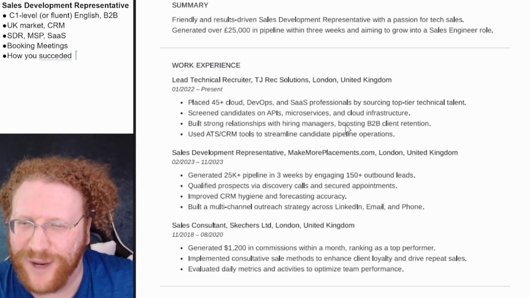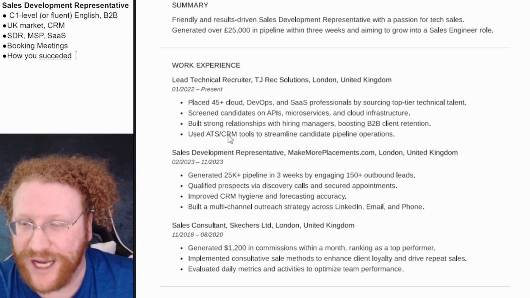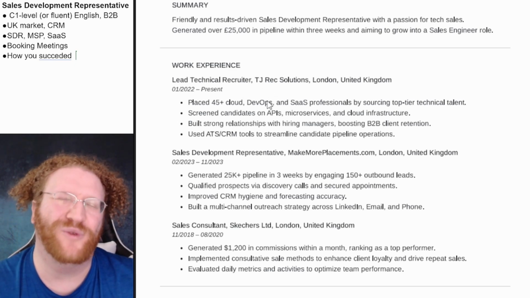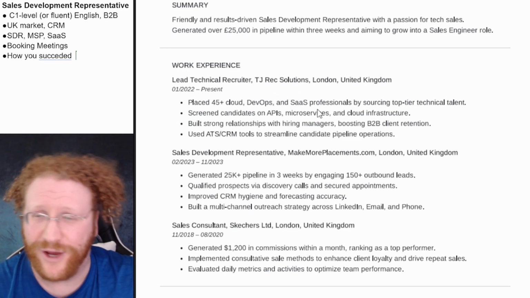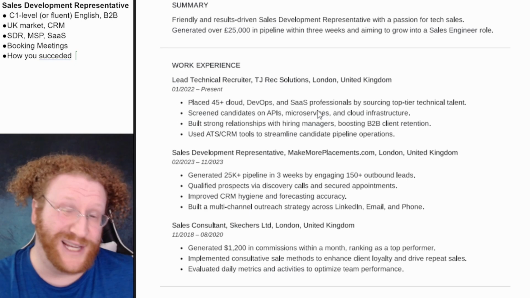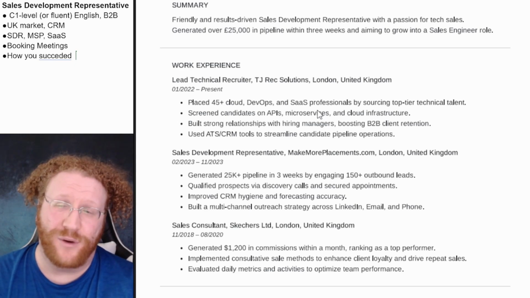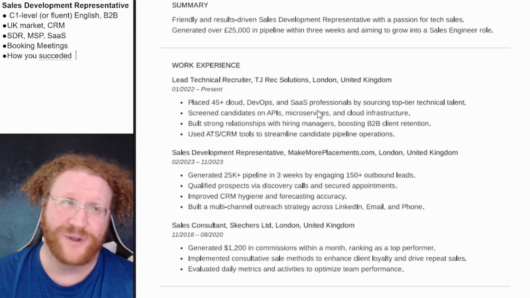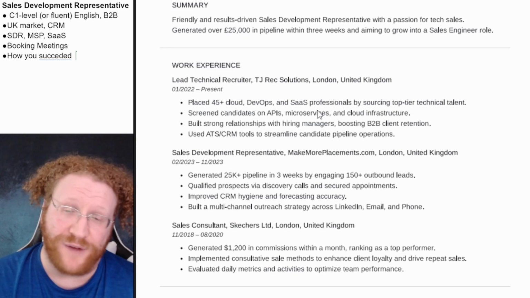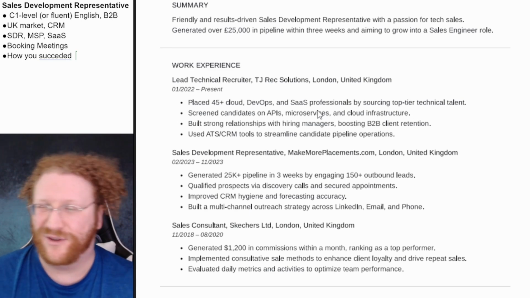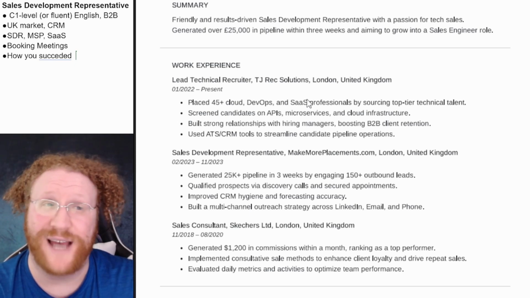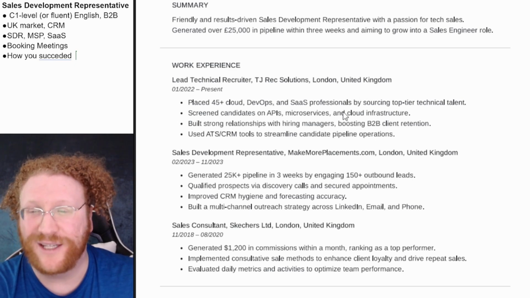"Built strong relationships with hiring managers, boosting B2B client retention. Used ATS and CRM tools to streamline candidate operations." Again, here's the issue with this: you really have to focus on the biz dev aspect of technical recruiting, which, if you were a full desk or 360 recruiter, whatever they want to call it, then you probably did. So you don't want to necessarily focus on placements, because they don't really care about placements for sales development, but they do care about biz dev. So we want to focus entirely on the biz dev. It's good that you have CRM tools, but I don't know if those are going to be the same ones. And placing people that are SaaS professionals is a little bit different than working in a SaaS area. So I think you kind of need to redo this.